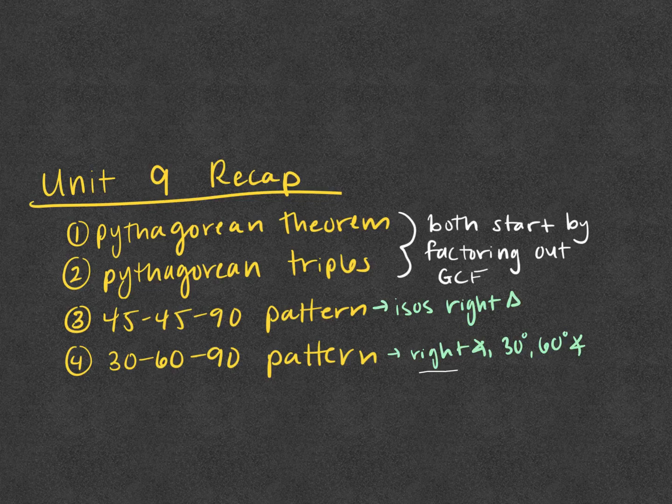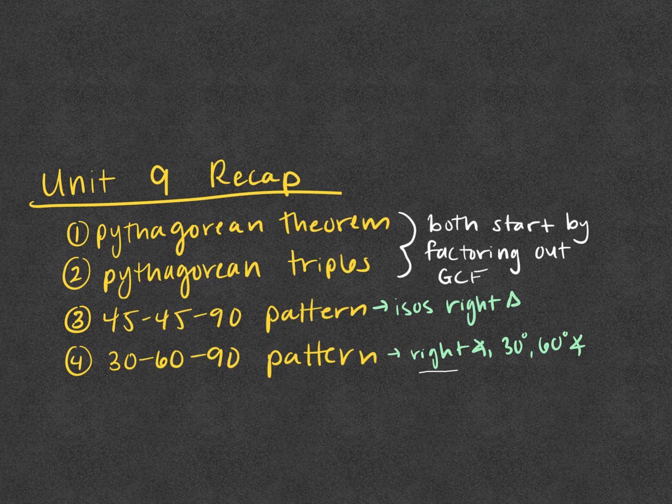Here's a summary of what we've done so far in Unit 9, which is focusing on right triangles. All of these things can be done without a calculator. So we've been working on Pythagorean theorem all year. So that's a squared plus b squared equals c squared. And then this unit we learned Pythagorean triples, which are just shortcuts to Pythagorean theorem.